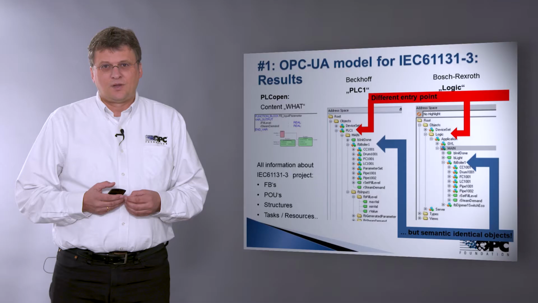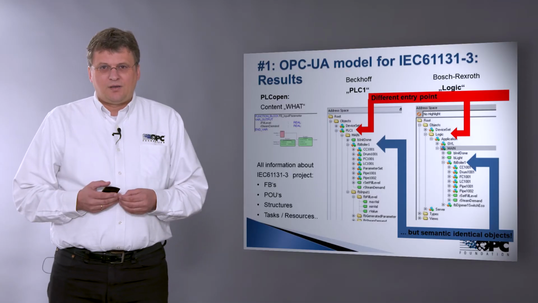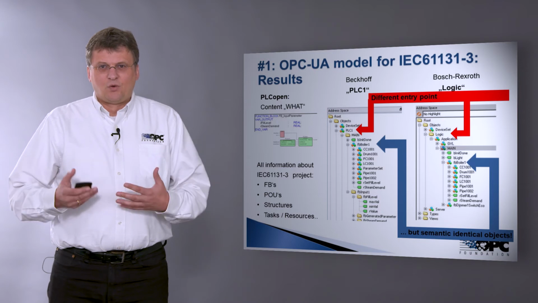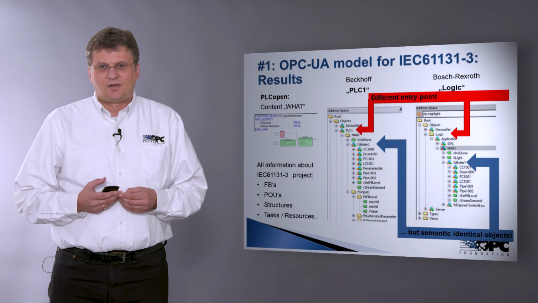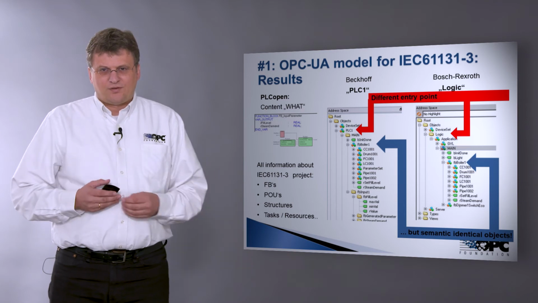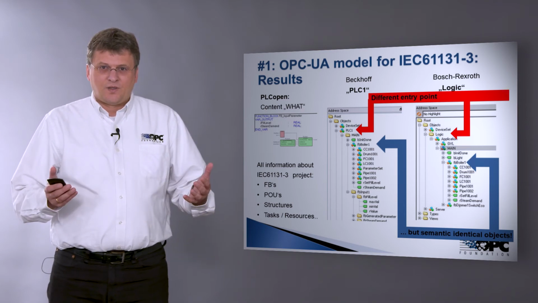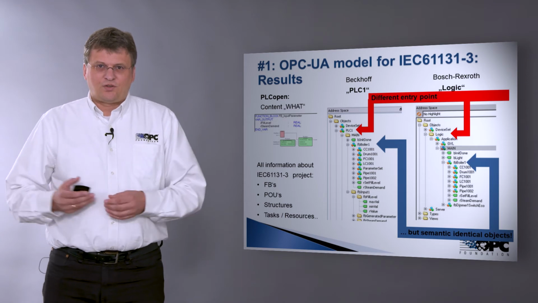You can do whatever coding inside your IEC 1131 PLC controller, but because of the mapping, this is exposed semantically identical to the rest of the world, and you see here an example. Maybe the entry point is a little bit different, that's okay, but the rest of all the objects is identical.